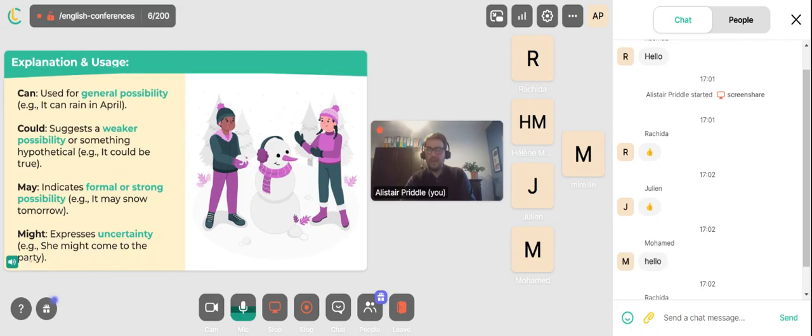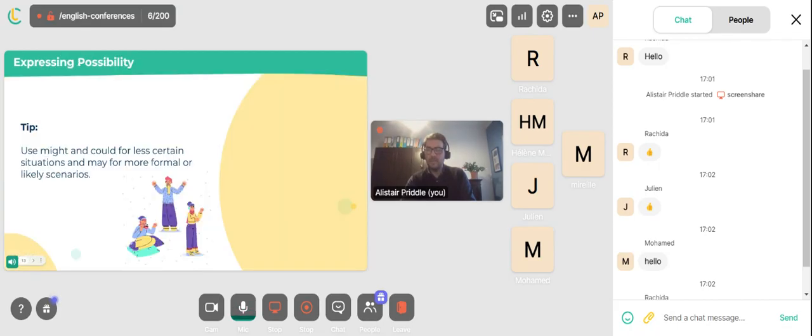Let's continue and have a look at expressing possibility. A tip. Use might and could for less certain situations and may for more formal or likely scenarios. So a good tip for expressing possibility.